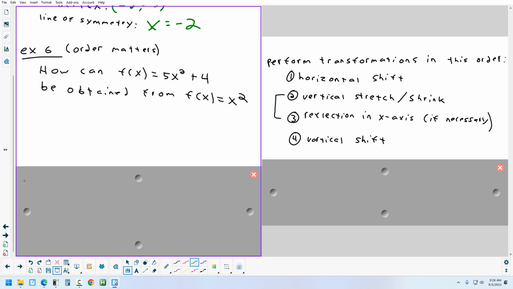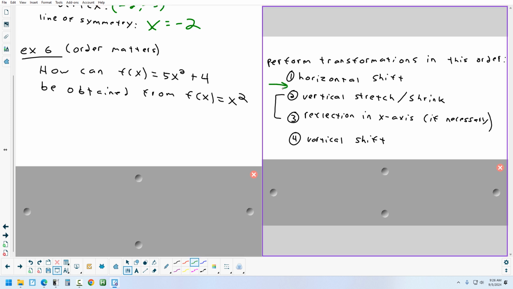In this section, we don't do any horizontal stretching or shrinking. If you were going to do horizontal stretching or shrinking, it would come in right between steps 1 and 2. We will eventually, but these are the only transformations we're going to look at for parabolas. Horizontal shifting. We'll skip horizontal stretching or shrinking.